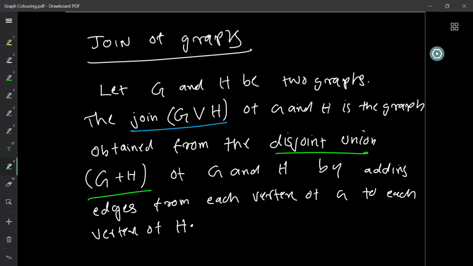So we are going to make every vertex of G adjacent to every vertex of H, and every vertex of H adjacent to every vertex of G. But we don't do anything within G or H. Such a graph is called the join of two graphs.